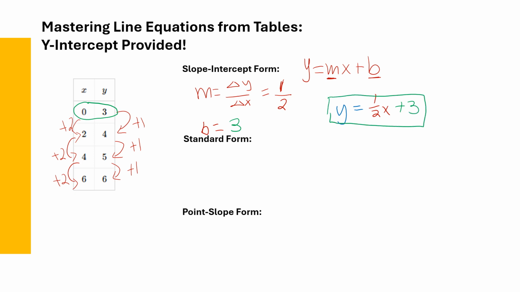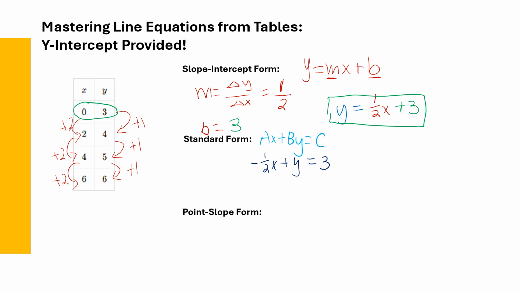And to write this equation in standard form, we want it in the form ax plus by equals c, where we want x and y on the same side of the equation. So all we have to do is move that positive 1/2 x to the left side, so that will become negative 1/2 x. So we have negative 1/2 x, bring down the positive y, equals bring down the positive 3. And in standard form, we cannot have a fraction.